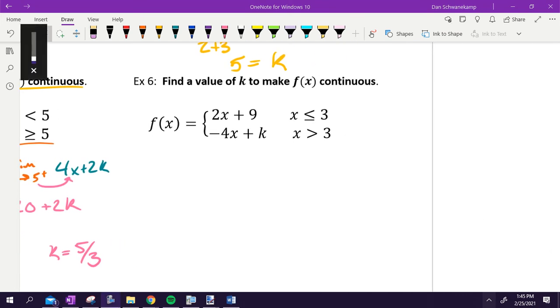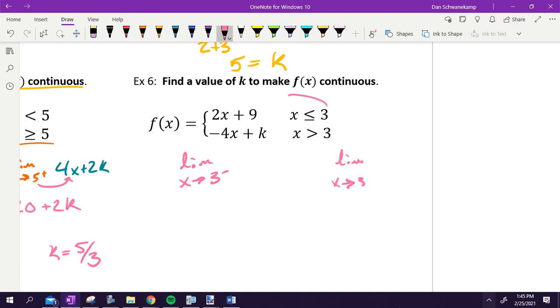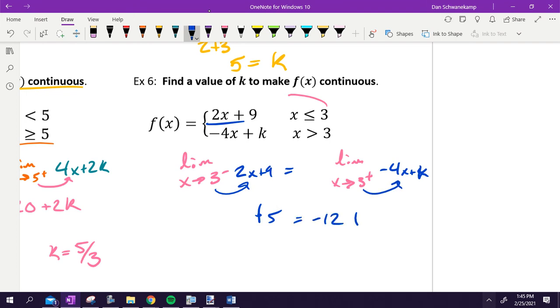Yeah, good. Fingers are tough. We take 3. We want to find the limit as x approaches 3 from the left, and I want to find the limit as x approaches 3 from the right. From the left, I'm using this equation right here, 2x plus 9. I want to know where is that equal to negative 4x plus k? We plug in. You take 3, you plug it in, you get 15. You take 3, you plug it in, it gets you negative 12 plus k. You add 12, you add 12, you get 27 as k.